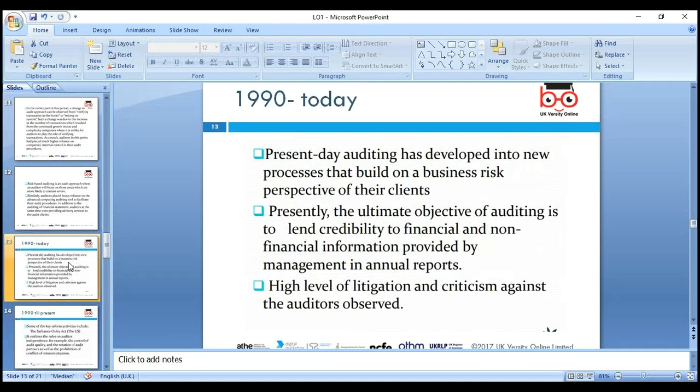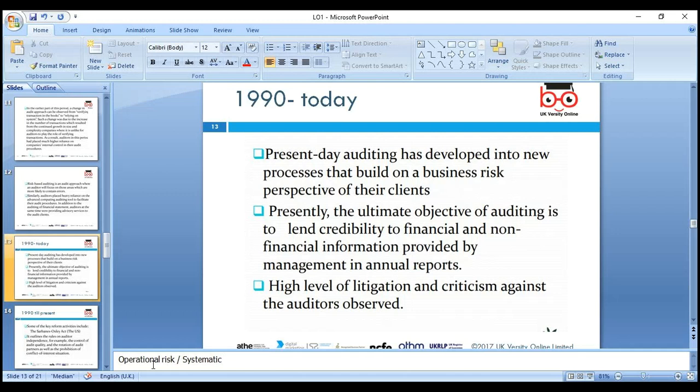Okay, next we're looking at 1990 to today. In present days, auditing has developed into a process that builds on the business risk perspective. Business risk can be operational risk. Yes, so we can audit operational risk. We can go through the systematic risk.